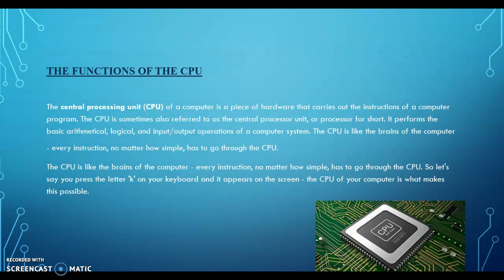First, we'll start with what a CPU is. The CPU is also known as the Central Processing Unit. It performs the basic arithmetical, logical, and input-output operations of a computer system. It is like the brain of a computer, as every instruction, no matter how simple, has to go through the CPU.